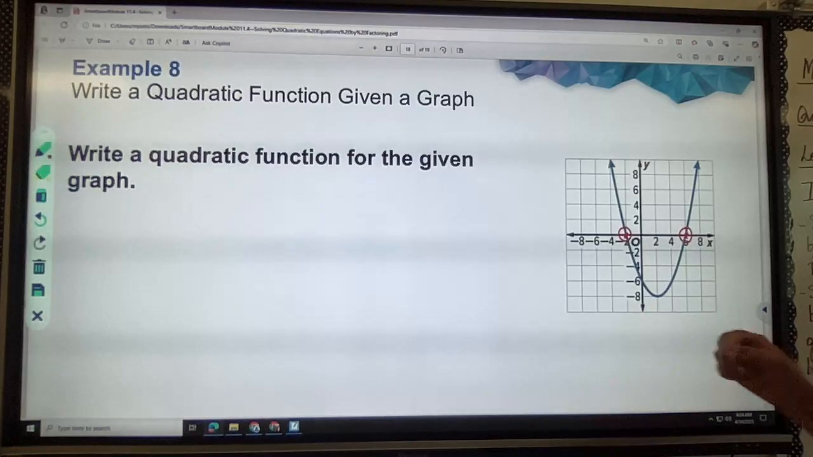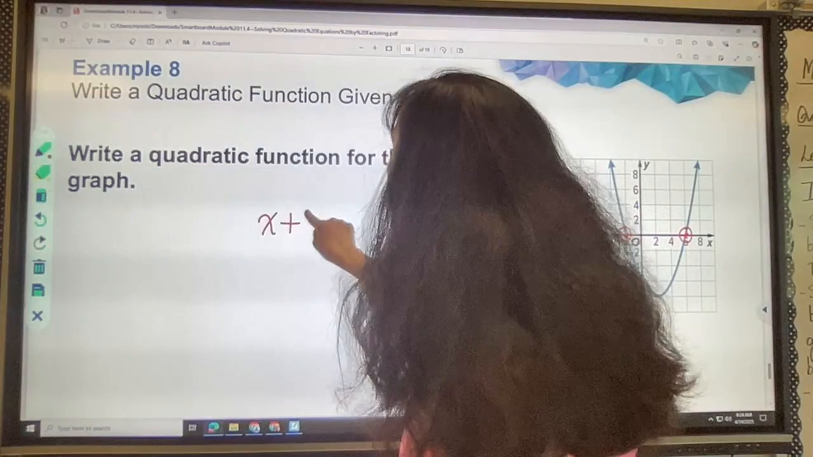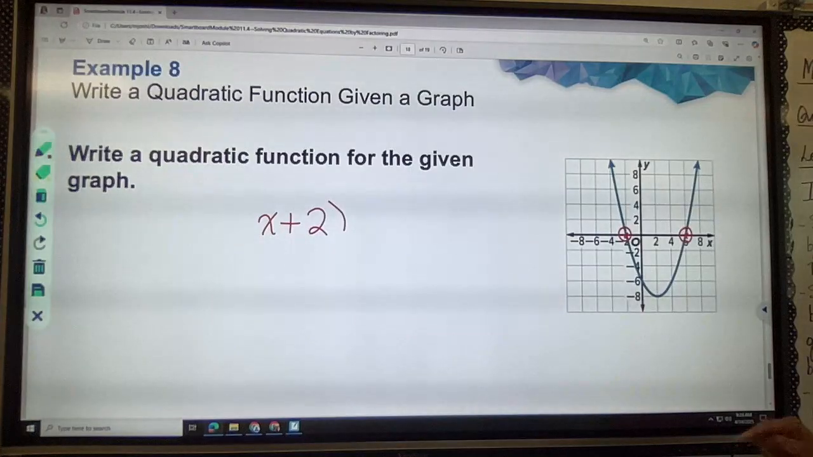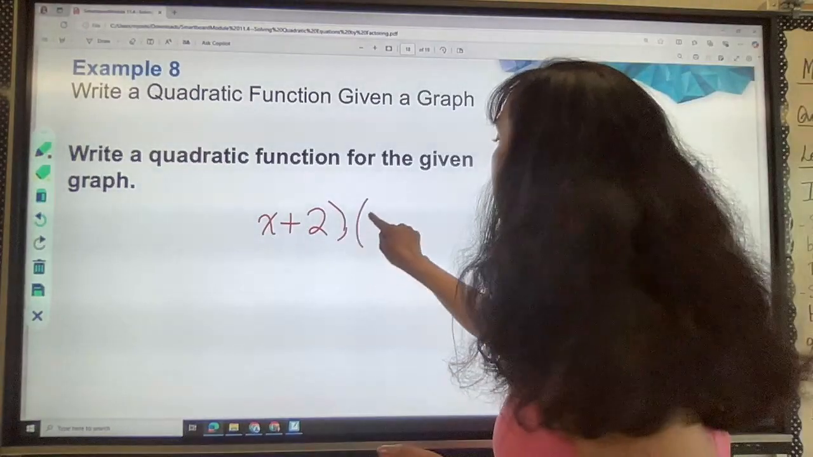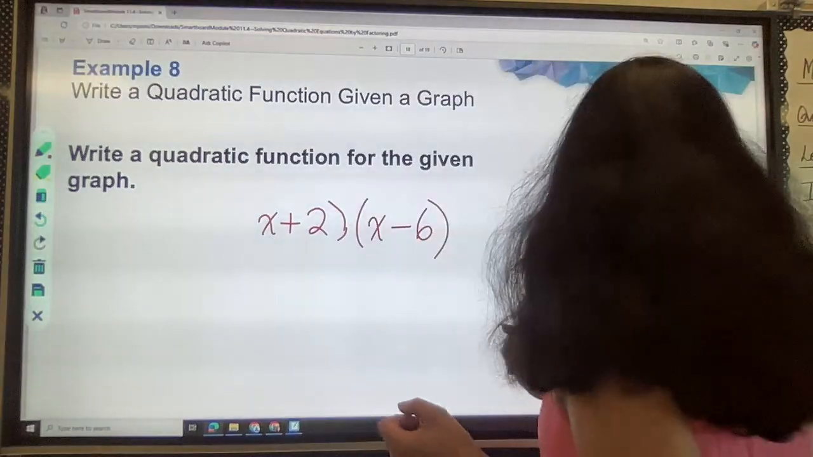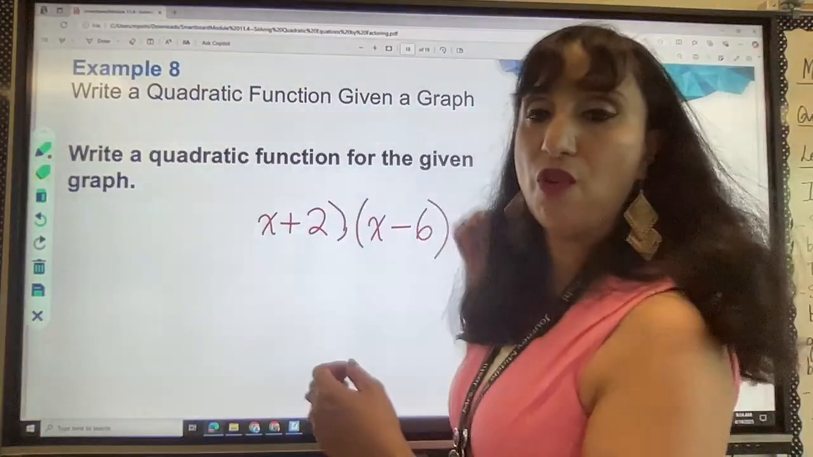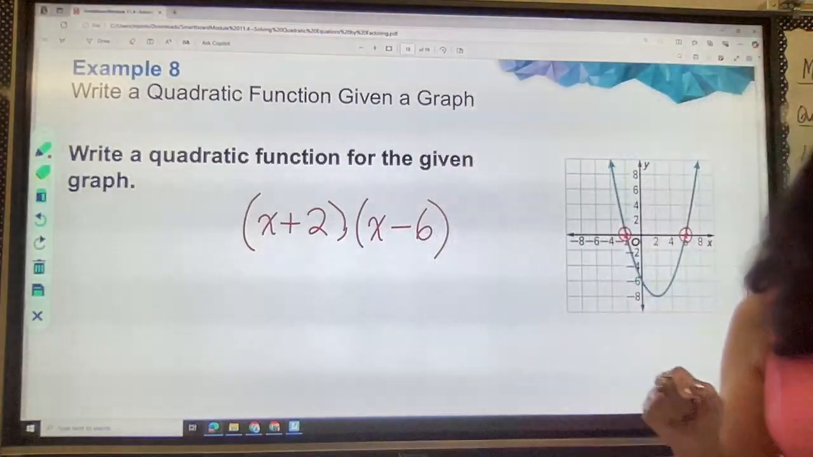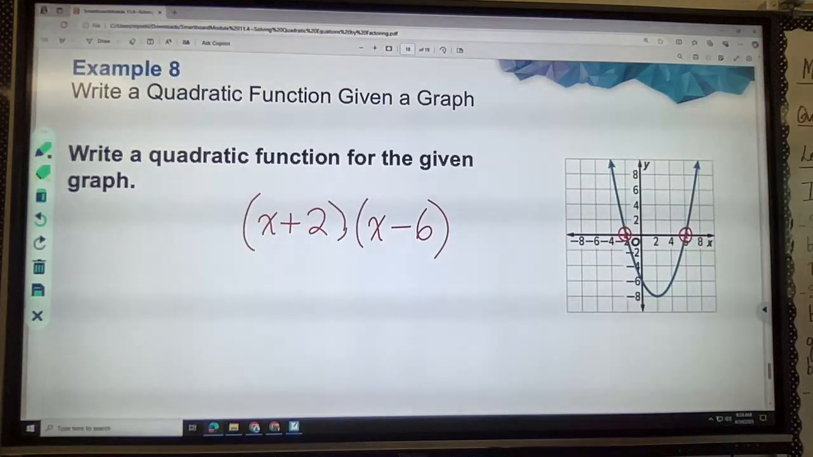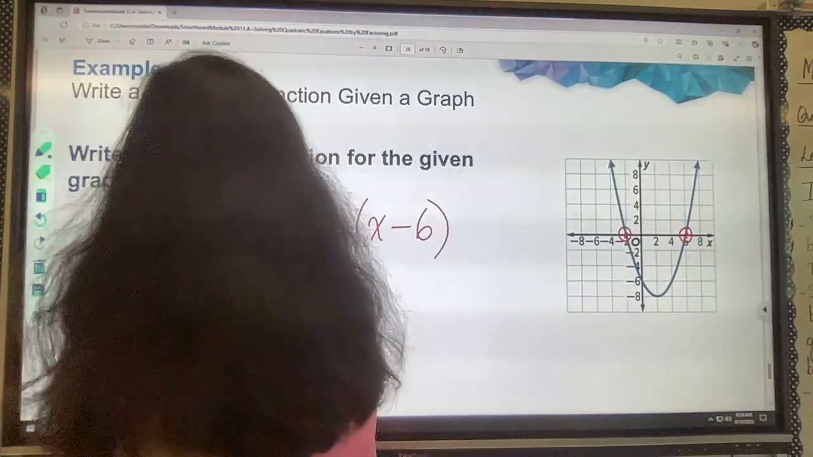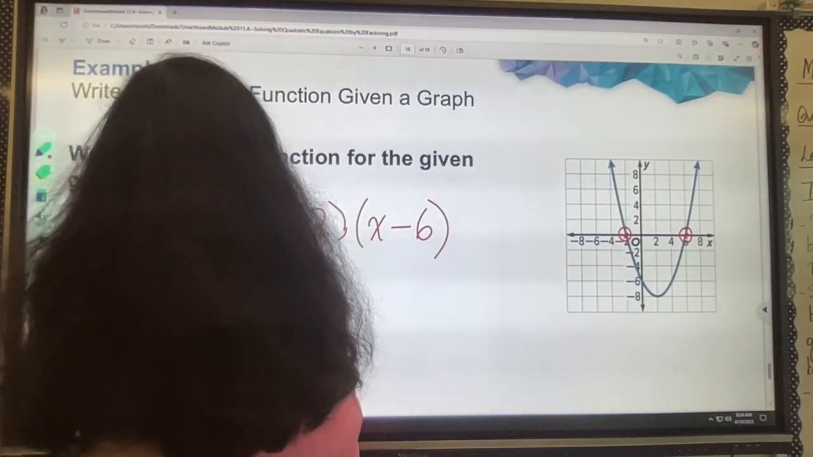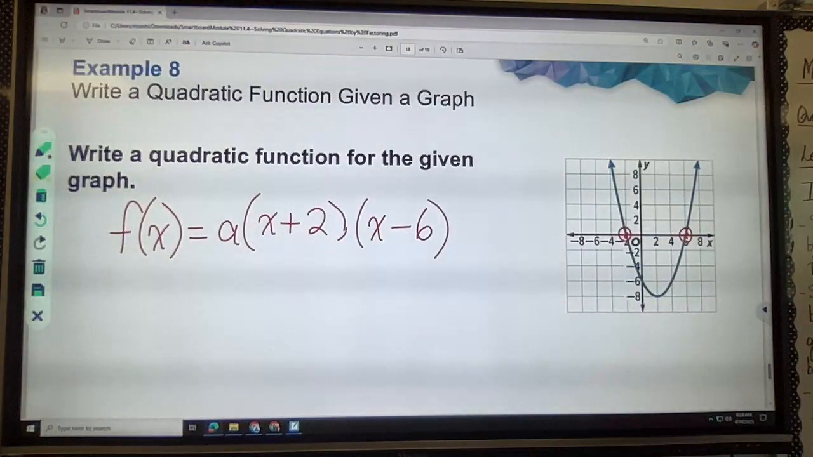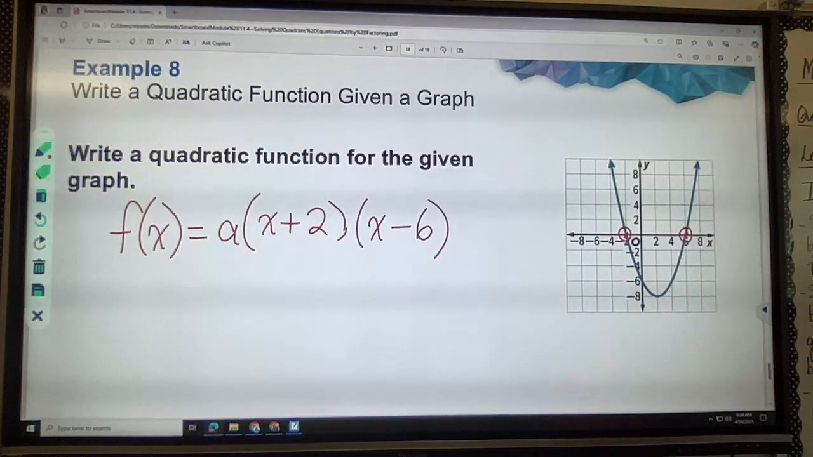So it's going to be x plus 2, right? We have x plus 2 and we have x minus 6, okay? Remember, I've told you if it's minus, it moves to the right. If it is plus, it moves to the left, okay? And so our function is going to be f of x is equal to a times (x plus 2)(x minus 6). So this is representing the graph, okay?